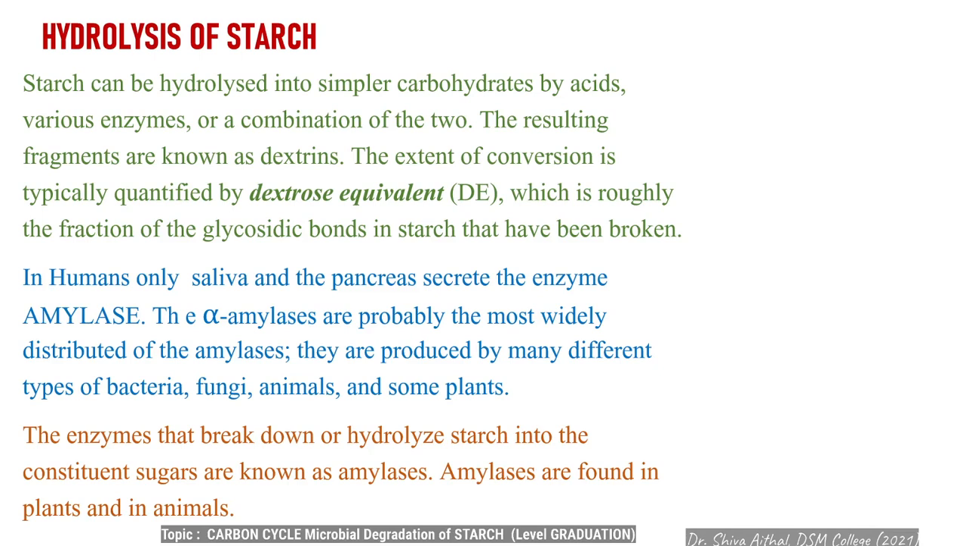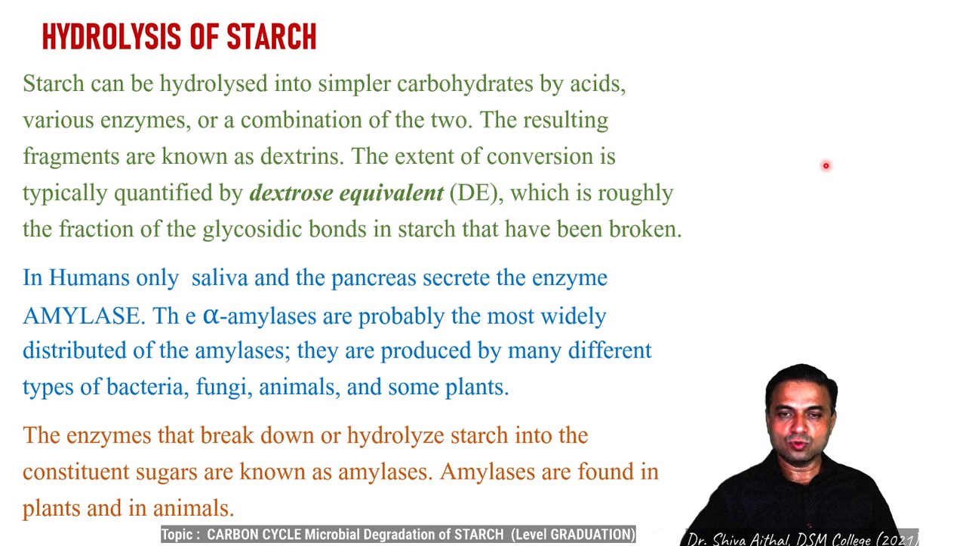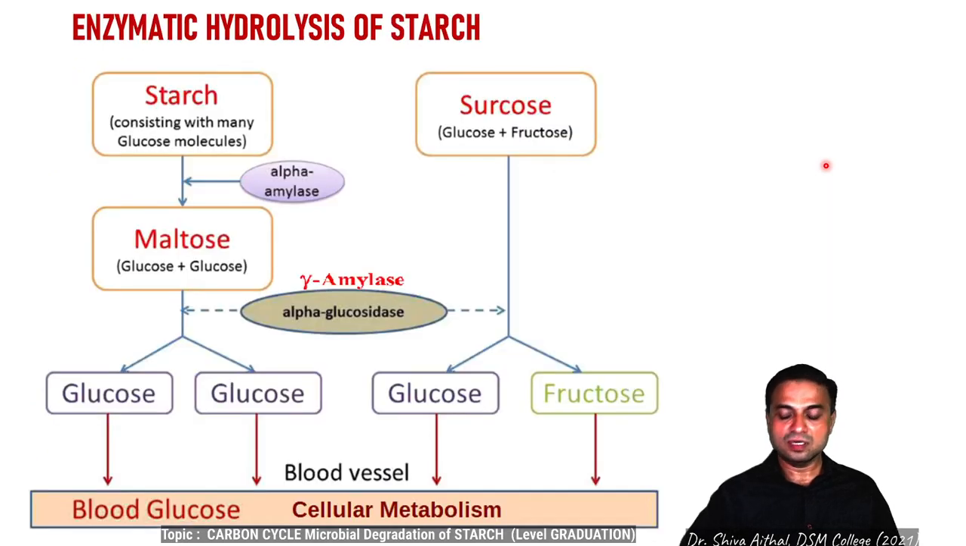As I said, in humans only saliva and the pancreas secrete the enzyme amylase. We have in our system saliva in the mouth and pancreas secreting amylase, which can degrade the starch. They are called alpha amylases and are probably the most widely known amylases. They are also synthesized by different types of bacteria, fungi, animals and some plants. The enzymes which break down or hydrolyze starch into sugars are known as amylases. They are a group of enzymes present most importantly in microorganisms. Amylases are present in plants also.